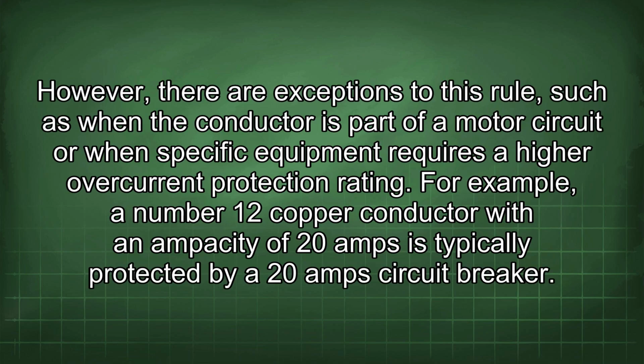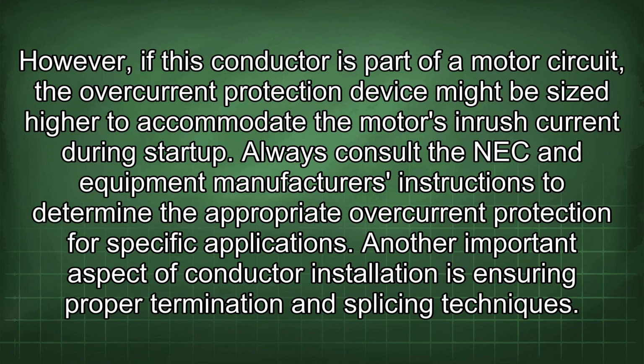However, there are exceptions to this rule, such as when the conductor is part of a motor circuit or when specific equipment requires a higher overcurrent protection rating. For example, a number 12 copper conductor with an ampacity of 20 amps is typically protected by a 20 amp circuit breaker. However, if this conductor is part of a motor circuit, the overcurrent protection device might be sized higher to accommodate the motor's inrush current during startup. Always consult the NEC and equipment manufacturer's instructions to determine the appropriate overcurrent protection for specific applications.